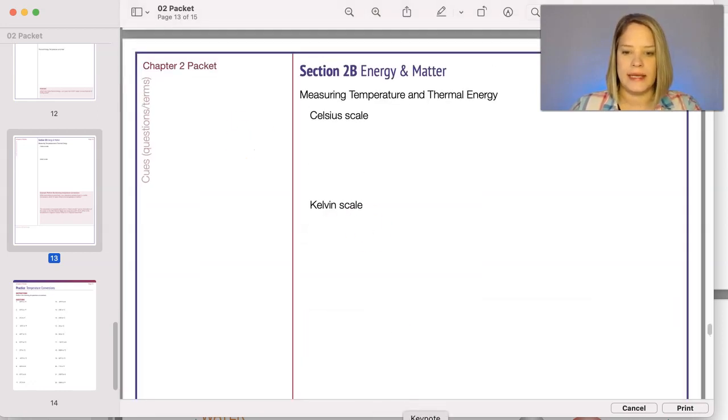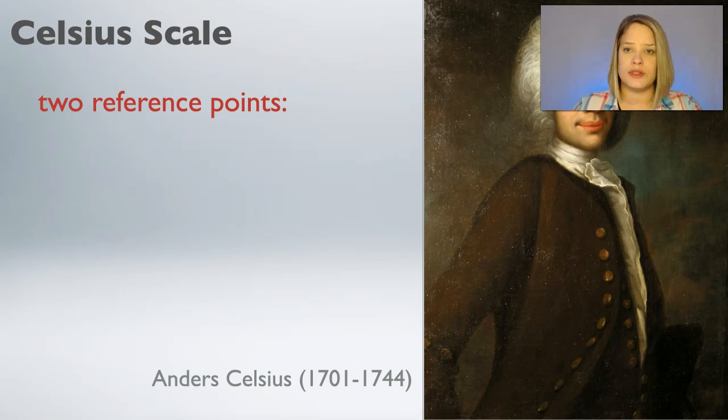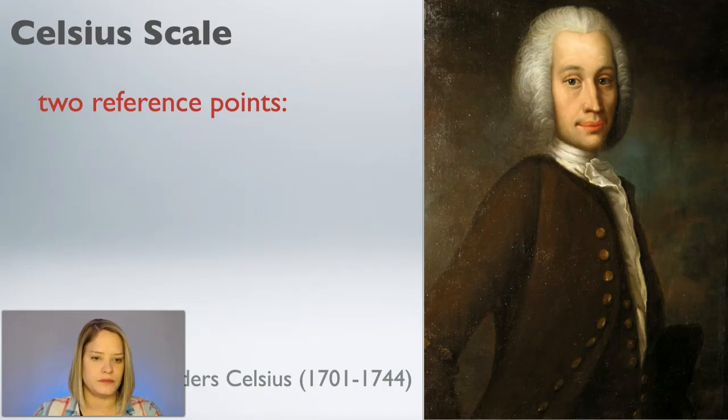So let's go ahead and dive in and talk about the two temperature scales that we use in chemistry and in science in general. The first one is the Celsius scale, developed by Anders Celsius. You don't need to know his exact name or dates, but he wanted to come up with a new temperature scale based on two reference points.